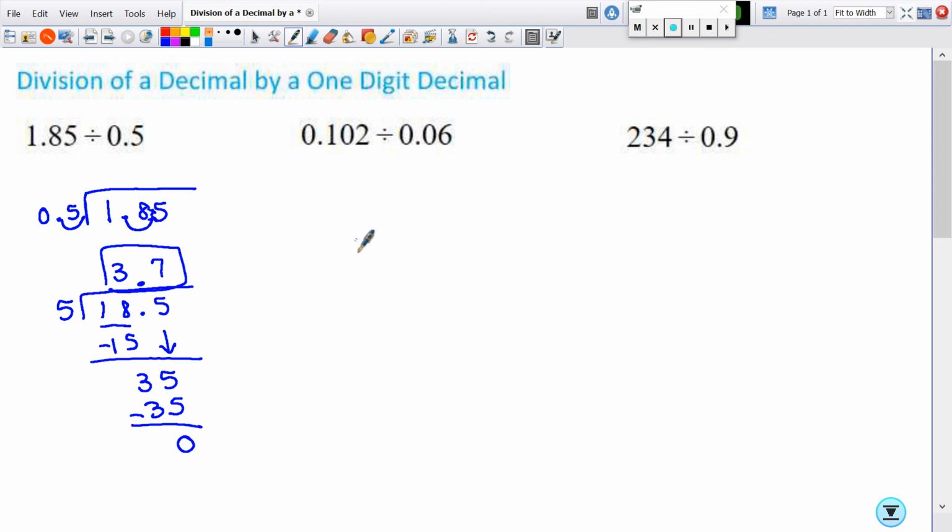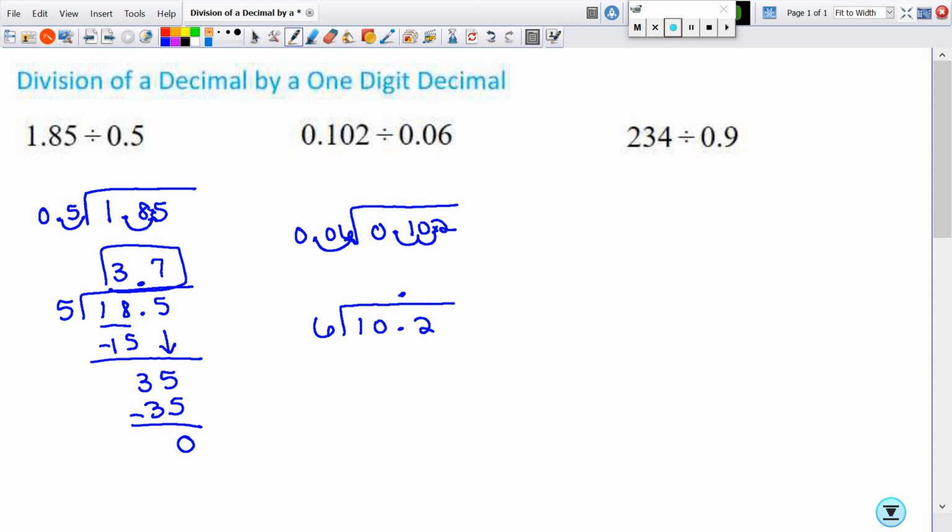The next one, first number inside, 0.102. Second number outside, 0.06. But you want that to be a non-decimal number on the outside, so move the decimal point to the end and just call it a 6. So I had to move my decimal point 2 numbers to the right. So on this one inside, move it 2 numbers to the right. So it's actually going to go between the 0 and the 2 now. So I'm going to call that 10.2. Any zeros in the front at this point, you don't need.